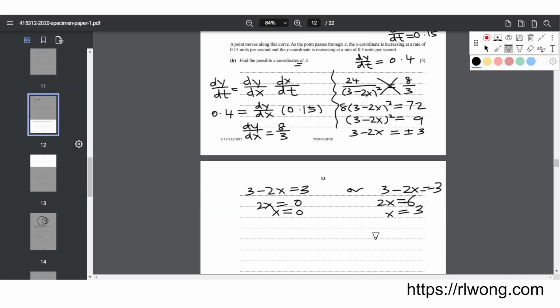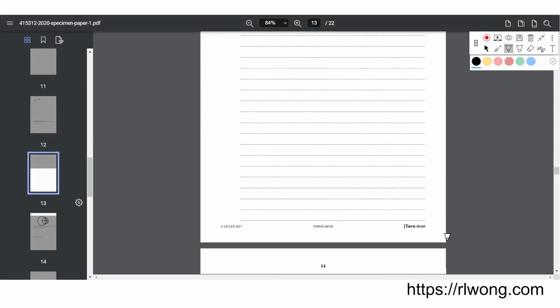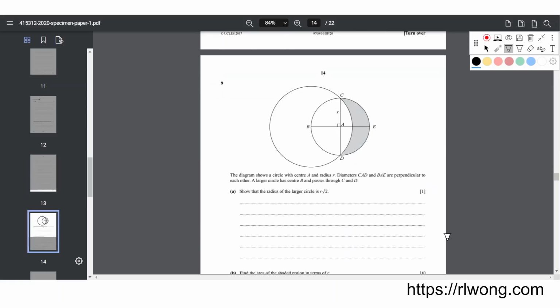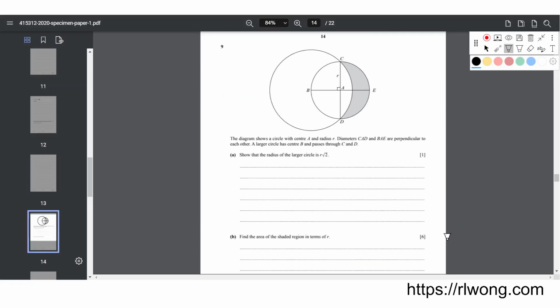So the x-coordinates of A are 0 and 3. 0 or 3. Alright? Alright, now that we have done this question, let's move on to question 9.